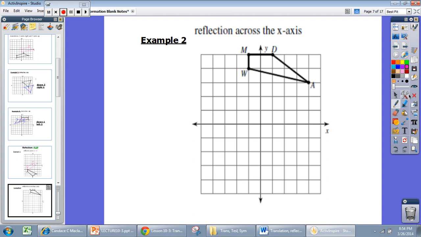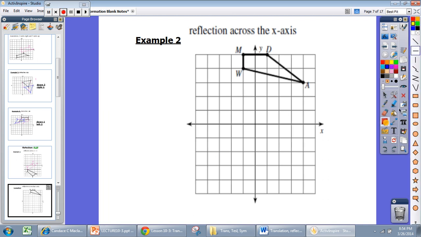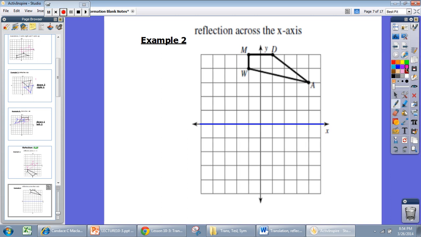So we're flipping over the x-axis. So let's go ahead and see if we can highlight that for you. Ooh, yay, I can change the colors. Okay, cool. Alright, so there's the x-axis in blue. Okay, so let's see. W is 1, 2, 3, 4 away. So 1, 2, 3, 4 for my new W.